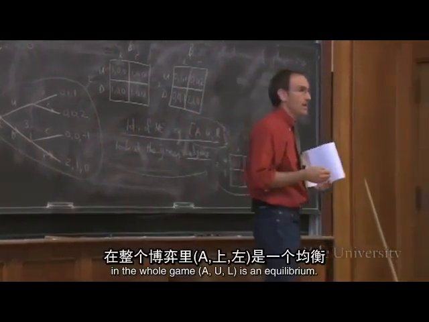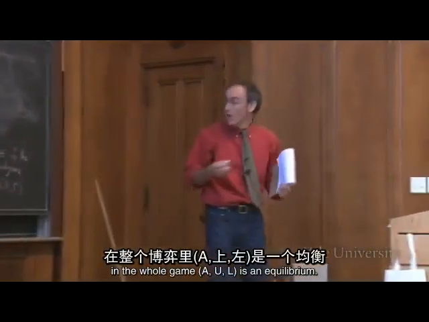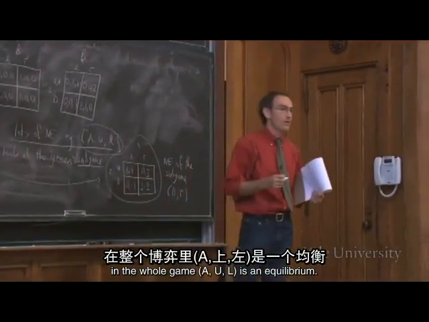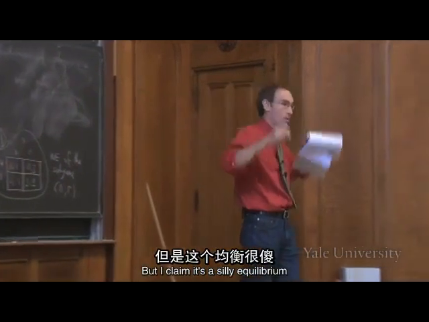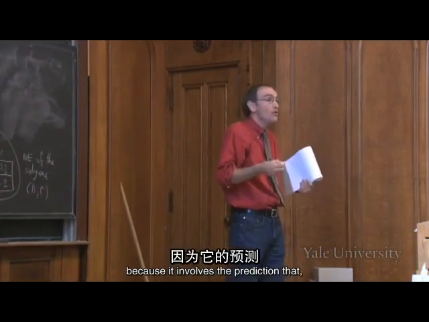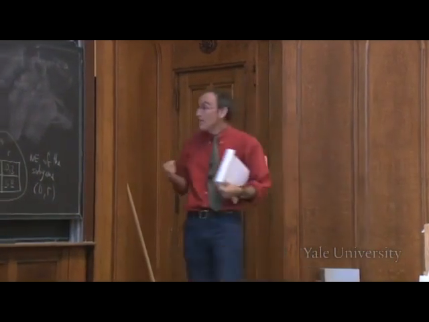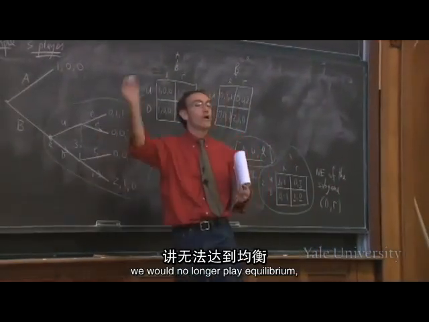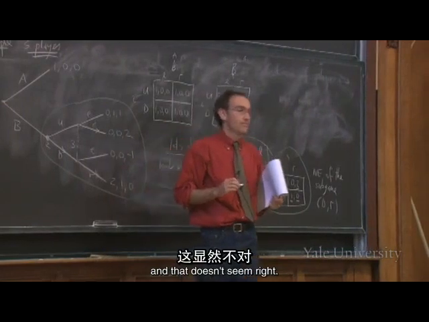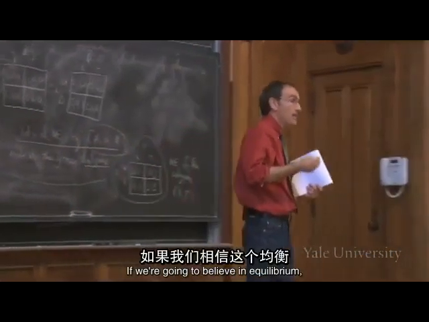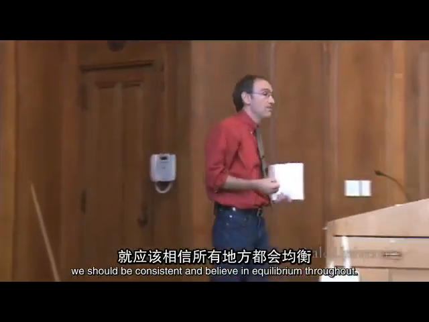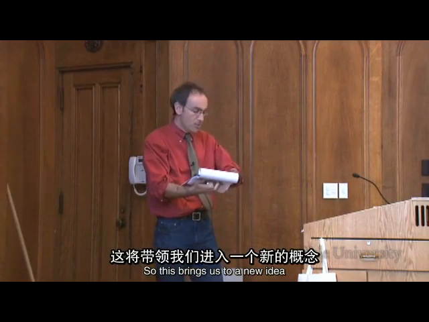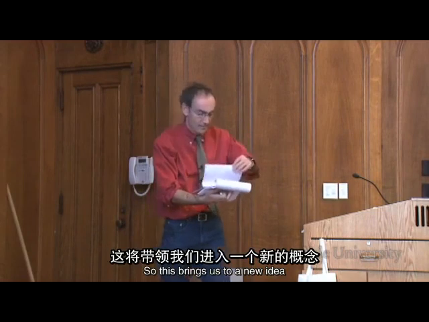Let me say it again. In the whole game, A up left is an equilibrium. But I claim it's a silly equilibrium because it involves the prediction that if in fact we ever got into the game within the game, we would no longer play equilibrium. And that doesn't seem right. If we're going to believe in equilibrium, we should be consistent and believe in equilibrium throughout. All right? So this brings us to a new idea.